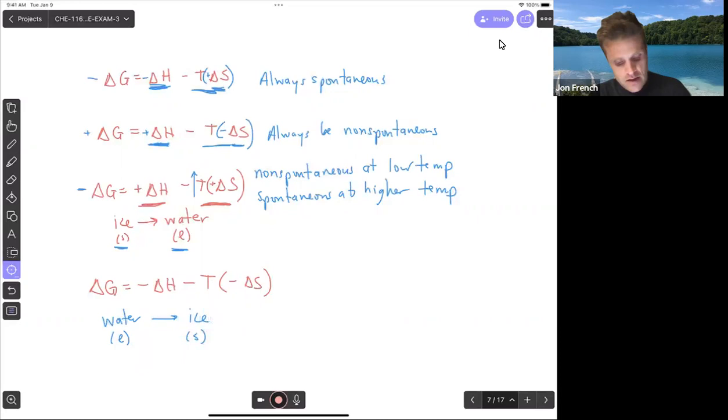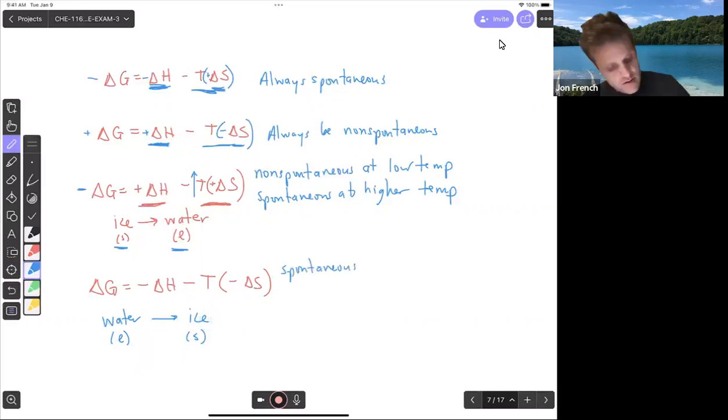So we are spontaneous at low temp, non-spontaneous at higher temp.